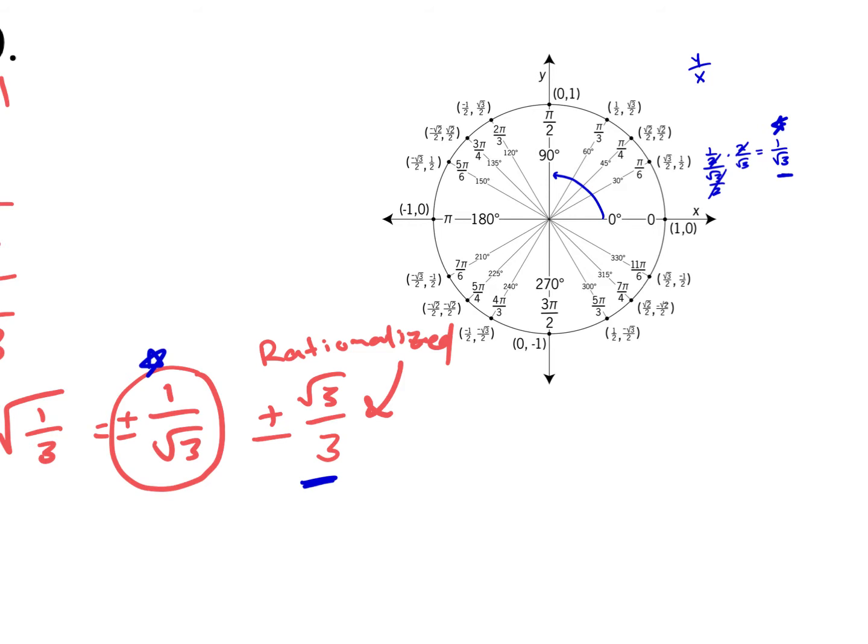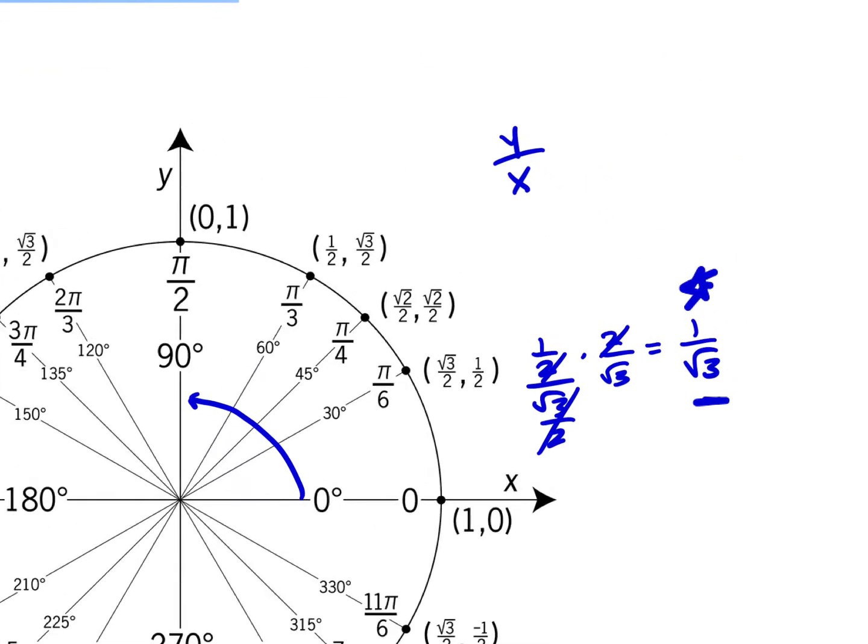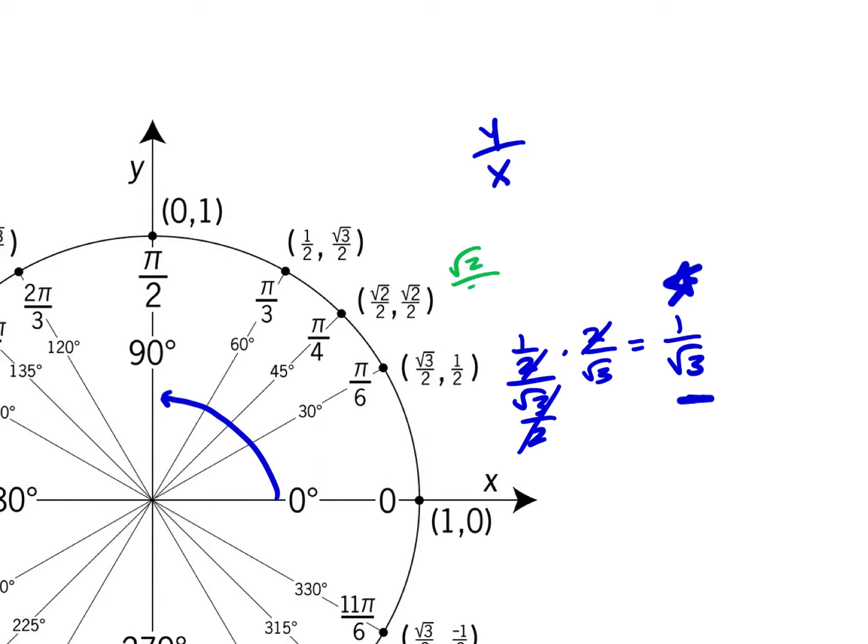Let's do the same thing for the next one. So I'm finding y over x, so this would be square root 2 over 2 over square root 2 over 2. I can keep change flip. What do I get here? 1. And then for the third one, I have y over x, so square root 3 over 2 over 1/2. Keep change flip. The 2's cancel, so this is just square root 3.